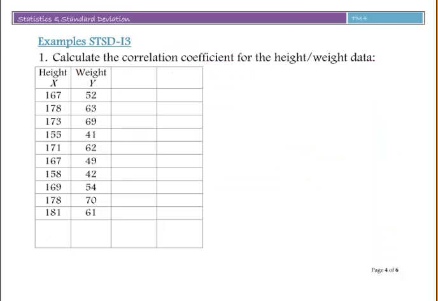So let's look at an example. Calculate the regression equation for the height and weight data given. Now again, weight depends on height, so we have our x and our y. So from here we have to work out our x squared and our xy values.